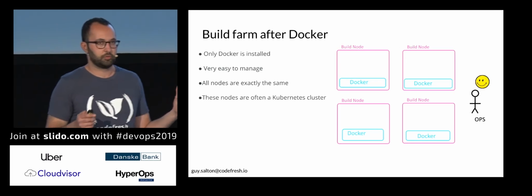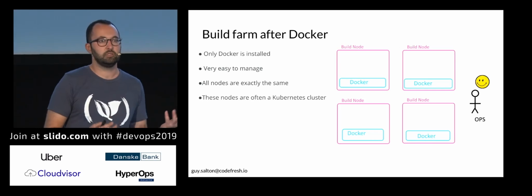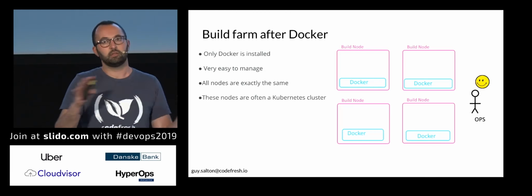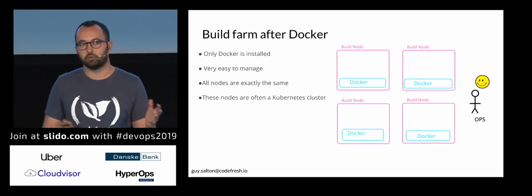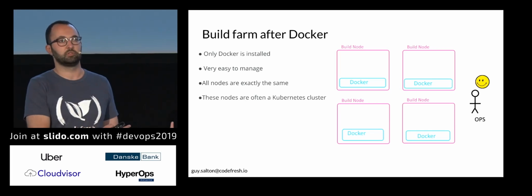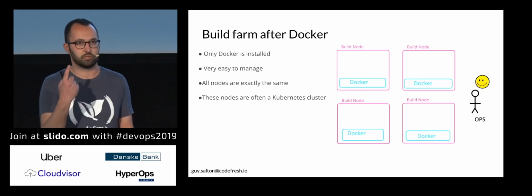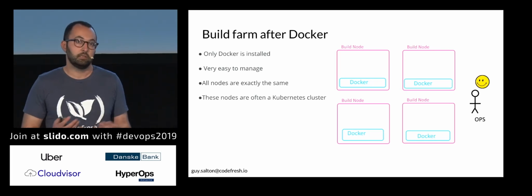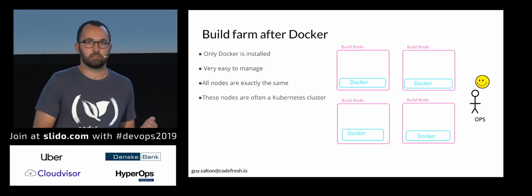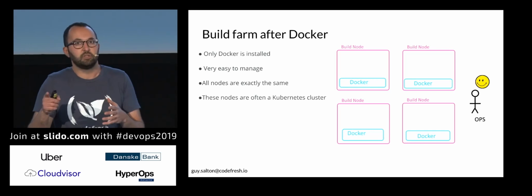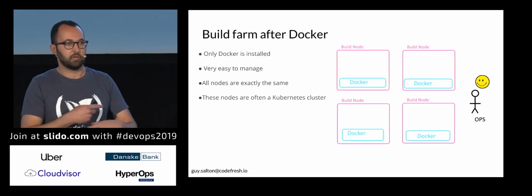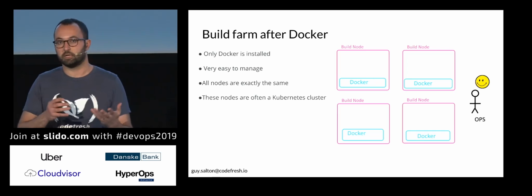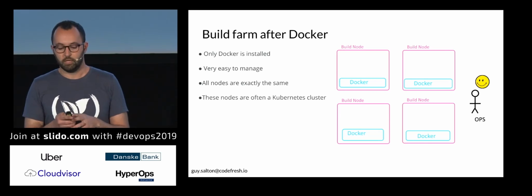With the new approach, this is much easier both for developers and operators, because we have identical nodes, and each of the nodes has only Docker installed. So for the operators, very easy to maintain, just one tool to install. All the nodes are identical. And obviously, this is easier for the developers because they don't need to choose a specific node. They don't care about that because every node is the same. They're all identical, and their pipeline will work exactly the same on all the nodes.